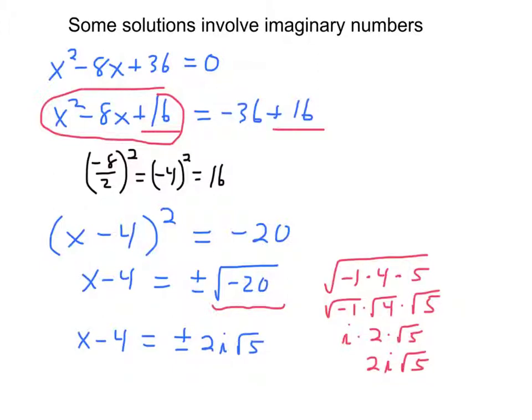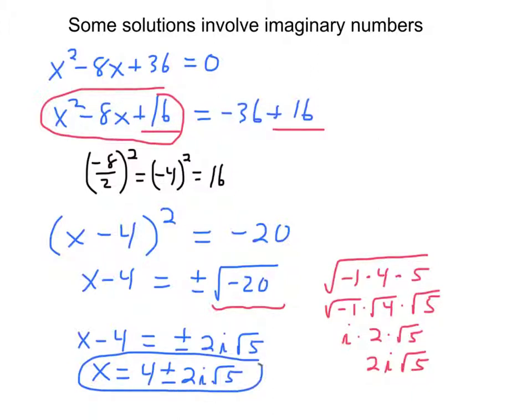And then we'll just add 4 to both sides of the equation. And so that would give us x equals 4 plus or minus 2i root 5. And those would be our answers. Now those answers are not real numbers. They're complex numbers because they involve i, or the square root of a negative number.